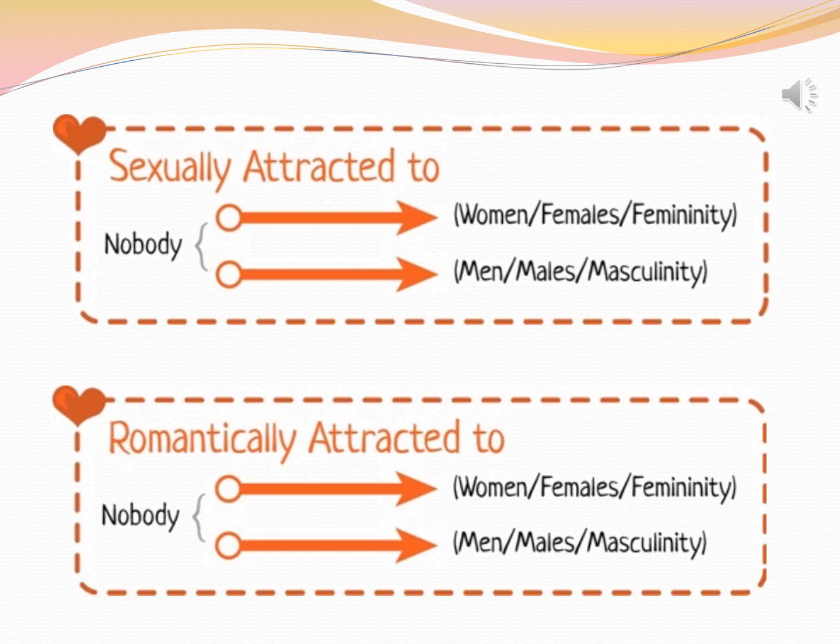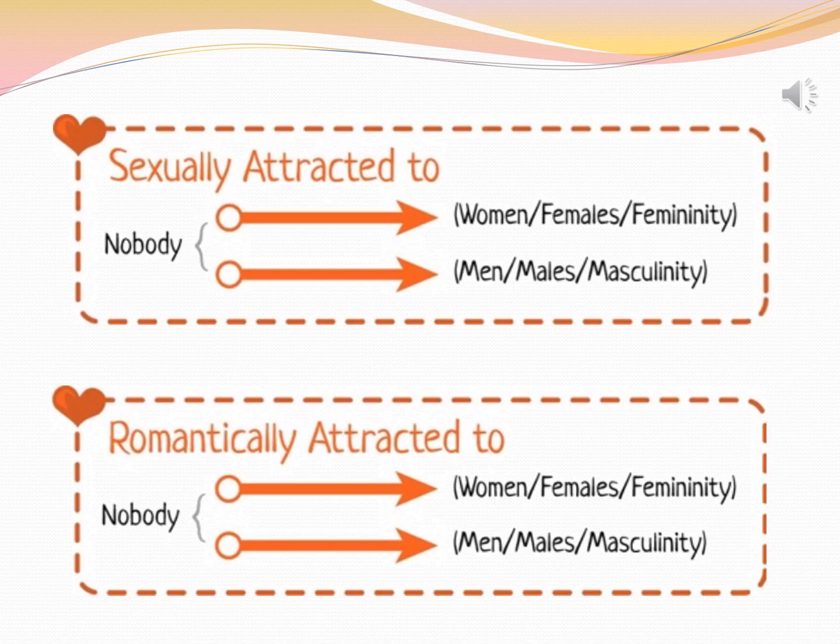Some people are asexual, sometimes nicknamed ace. These folks are not sexually attracted to anyone, and some people are aromantic, aro for short. They are not romantically attracted to anyone. And some people are both asexual and aromantic. It's not super common, but it definitely happens.